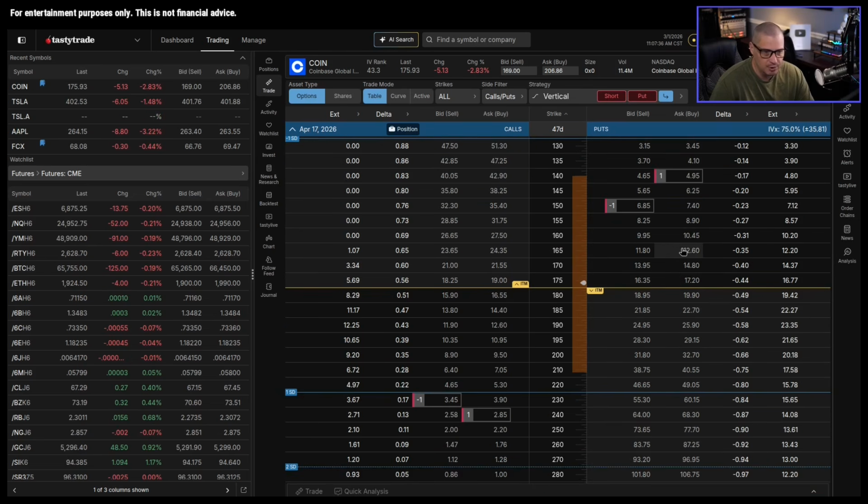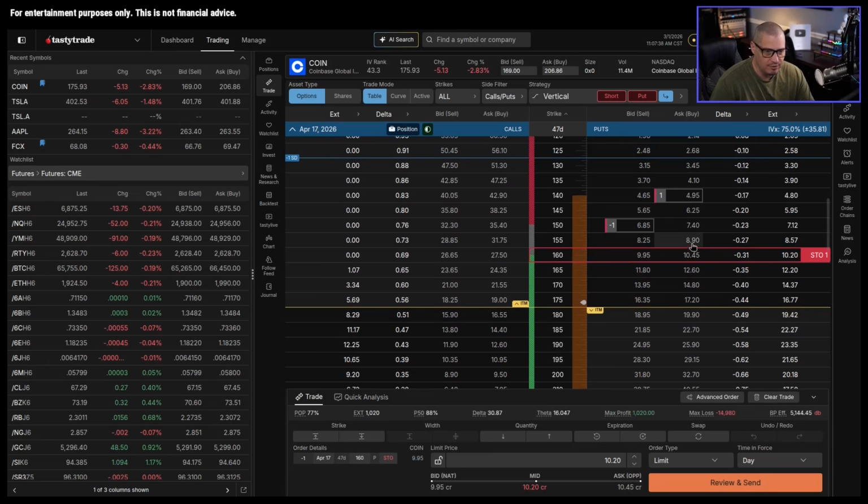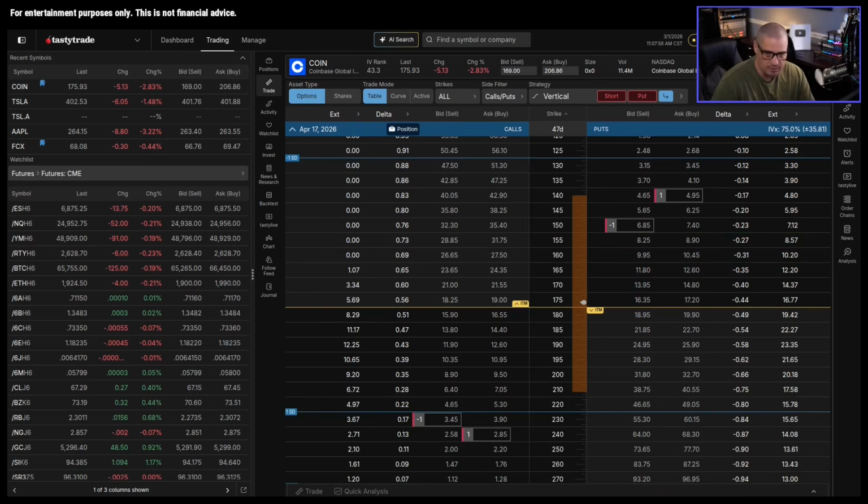We'll get a much richer premium for this $5 wide spread. We'll do the 31 delta short put, go $5 wide, and you see how much more credit I get by selling the spread on Coinbase because of that high IV rank. I get a 1.63 credit. I was only going to get a 1.05 credit for a very similar spread in Apple. So this is why you do these on high IVR products.